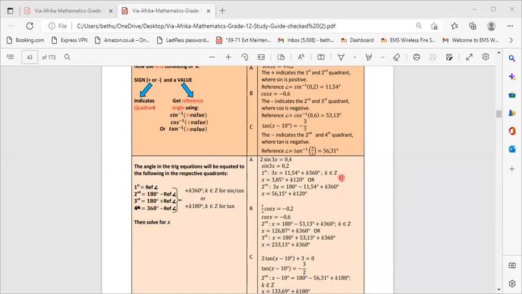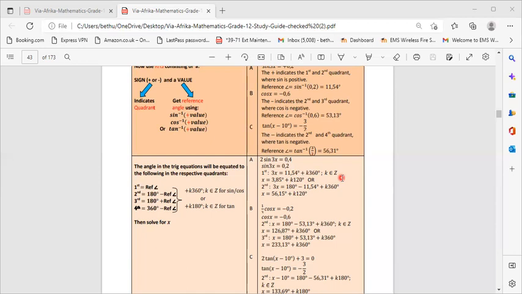Now, once we have this, we need to make sure that we are solving for x. We need to divide the entire equation by 3 to isolate x. So when we do that, we're going to say 3x divided by 3 is equal to 11.54 divided by 3, plus k times 360 degrees divided by 3. What do you get? Yes, we get x is equal to 3.85 degrees plus k times 120 degrees.